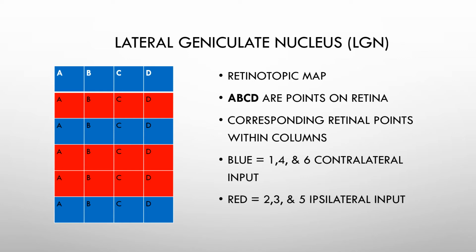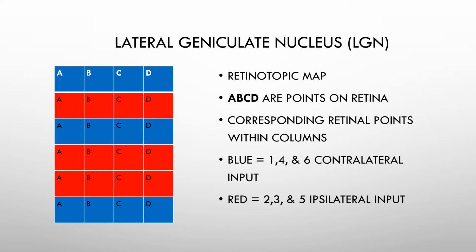Okay, and this is kind of a more simplistic map, and I'm going to show another one in a minute. But as we're looking at those columns that are corresponding to particular retinal points, we can see also that we have the blue and the red. The blue, so the rows of 1, 4, and 6, as we shuffle this information in together, that is the contralateral input. So the input from the contralateral eye.